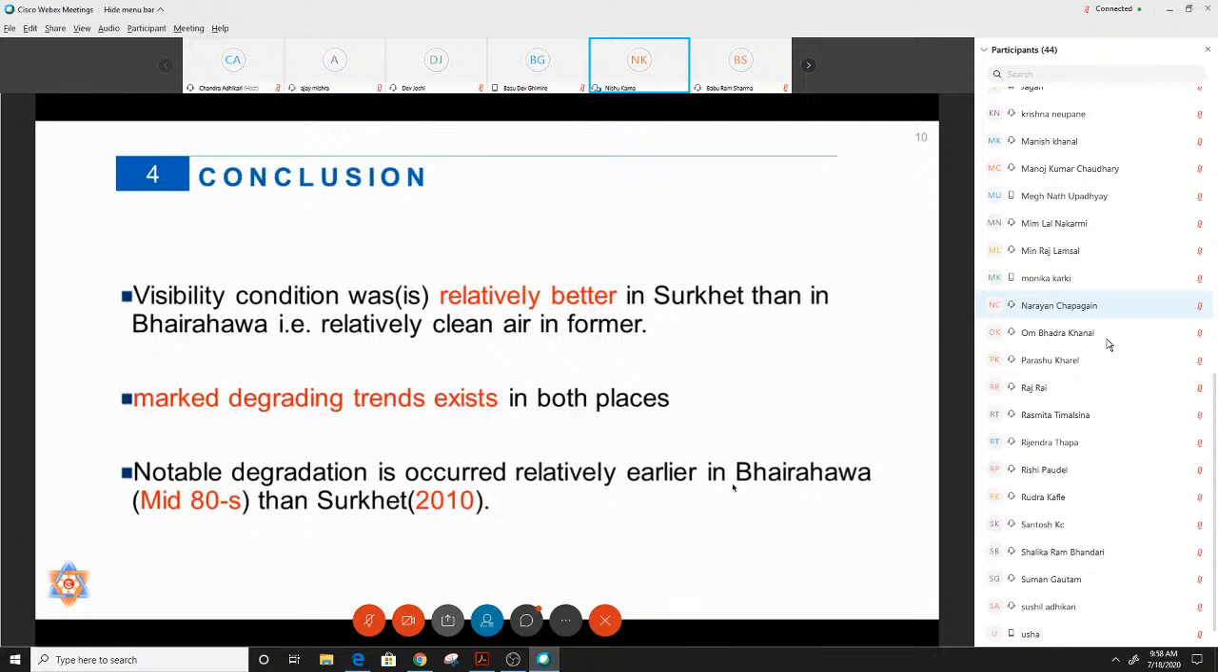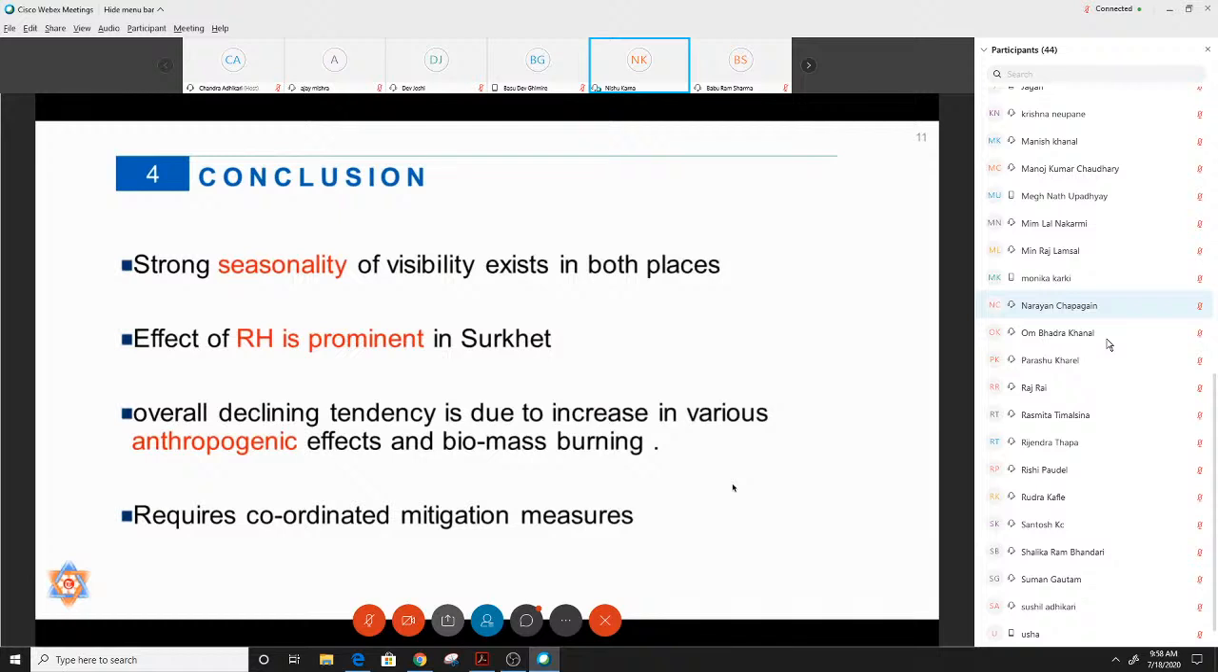There is a strong seasonal influence in air quality. Humidity has a prominent effect in Surkhet. Air quality degradation could be due to increase of various anthropogenic effects. A coordinated effort is required to mitigate the deterioration of air quality.